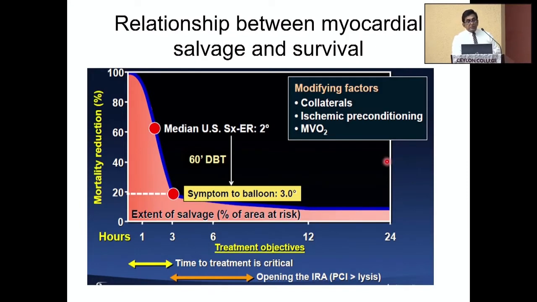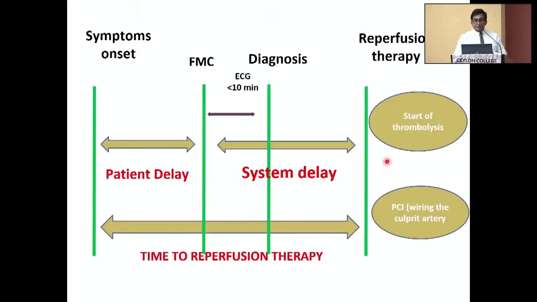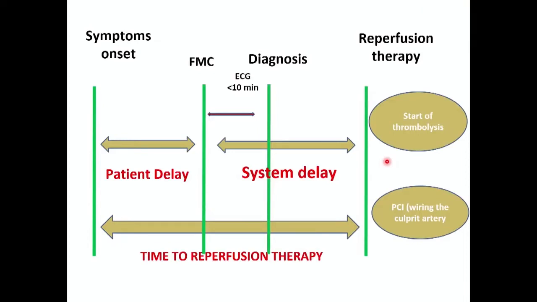As you can see from this slide, very clearly, as you delay, the mortality reduction becomes less and less, and as you go beyond 3 hours, 4 hours, it becomes less. That is why you have to act very early. And how can you improve? This diagram presents the delays which can occur and how we can control them.